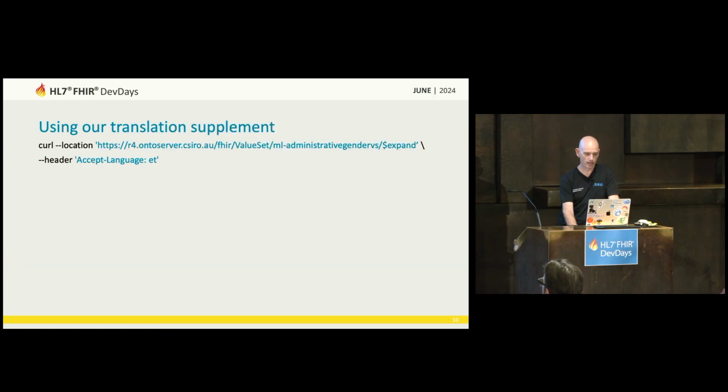Anyway, this is what using our translation looks like. So I'm going to expand the multilingual administrative gender value set that I just defined on the previous slide, which is just expanding all of the codes that are in the administrative gender code system. And I'm passing in an accept language header of Estonian.